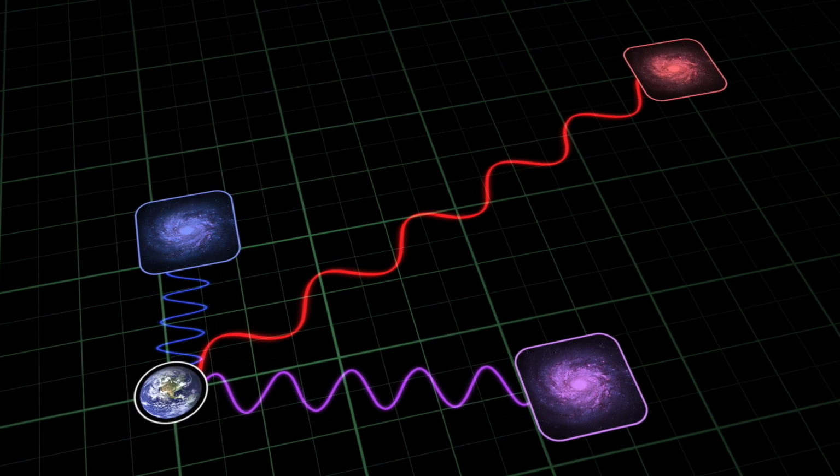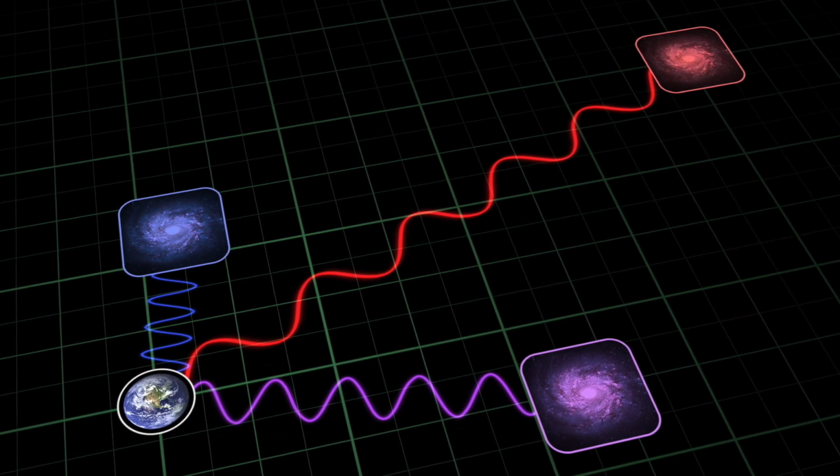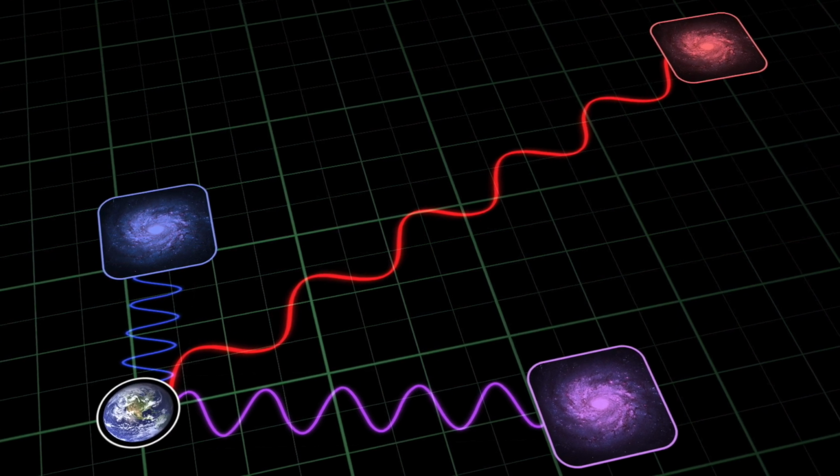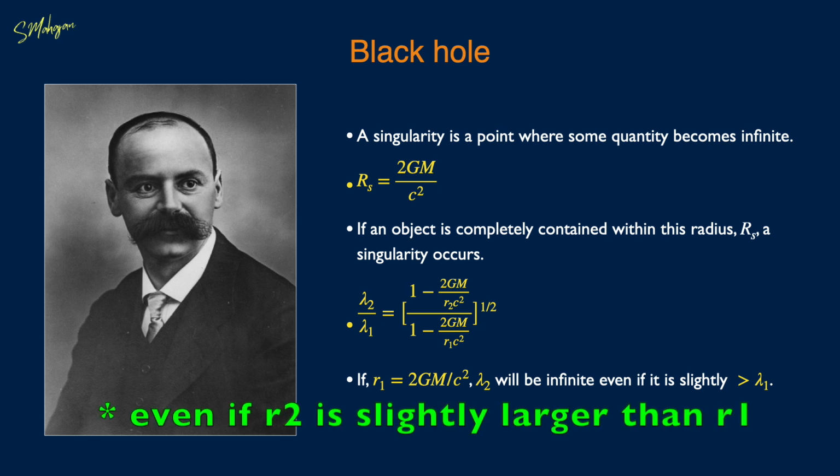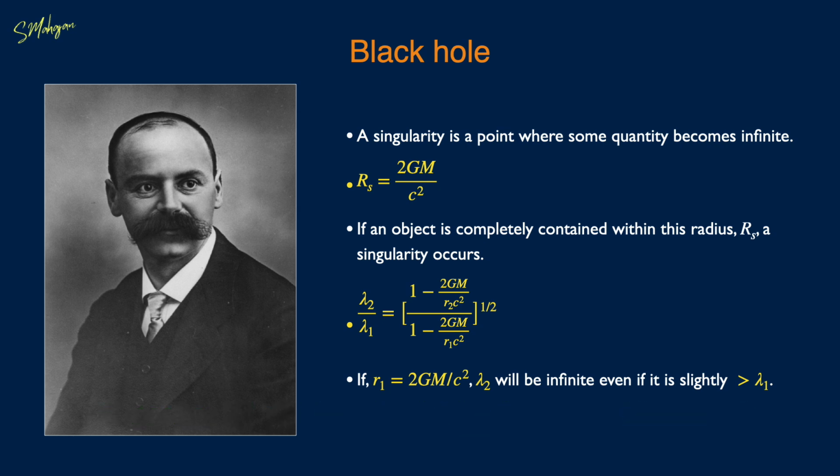We know that if a photon is emitted at a wavelength lambda 1 at a distance r1 from a mass m and is detected at r2, its wavelength lambda 2 will be given by this expression. So, if we set r1 as the Schwarzschild radius, we find that lambda 2 is infinite even if r2 is only slightly larger than r1. This means that no electromagnetic energy can escape from within the Schwarzschild radius. An object contained within the Schwarzschild radius is therefore known as a black hole.